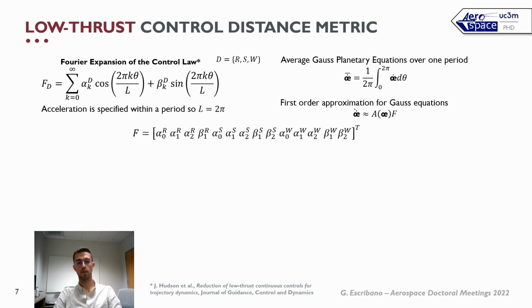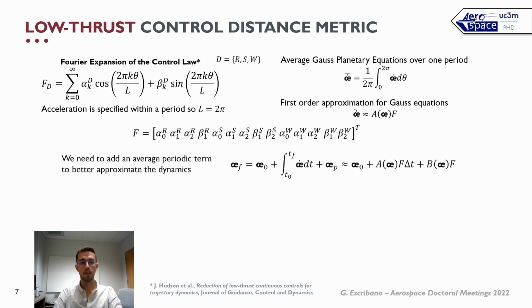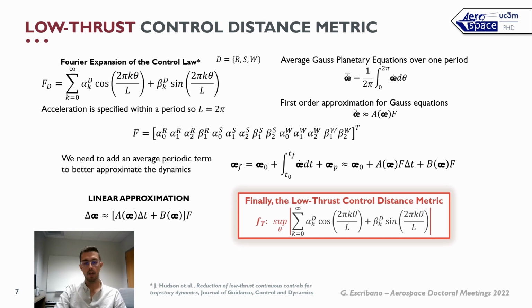Then we can do a first order approximation for this average dynamics, and we are left with just 14 coefficients to determine, to fully characterize the control input. Then we still need to add an average term, right, to better approximate the dynamics due to the oscillations that the true dynamics have. But still we are left with a linear dependency on these Fourier coefficients. So we can define a control distance metric as the maximum instantaneous thrust required to transfer between an initial and a final orbit.